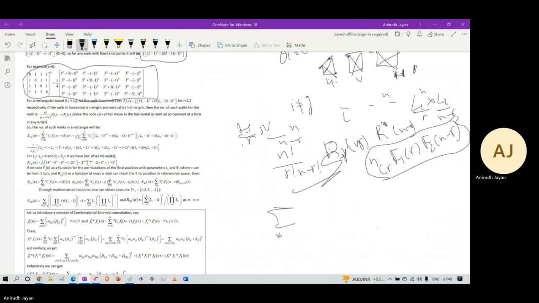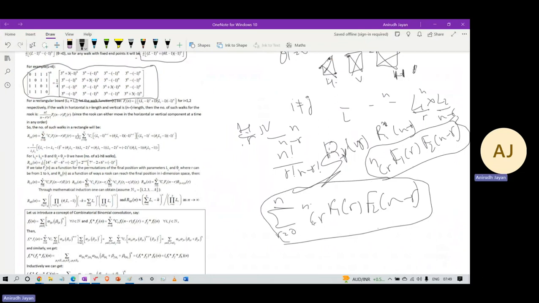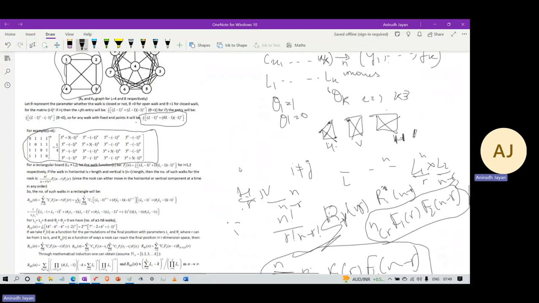Now, this will give you the number of ways a rook can move from the starting to the ending point in a two-dimensional board based on parameters theta 1 and theta 2. Theta 1 and theta 2 will decide whether the rows are the same, the columns are the same or not.